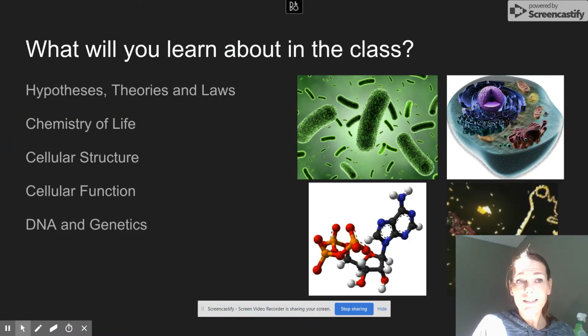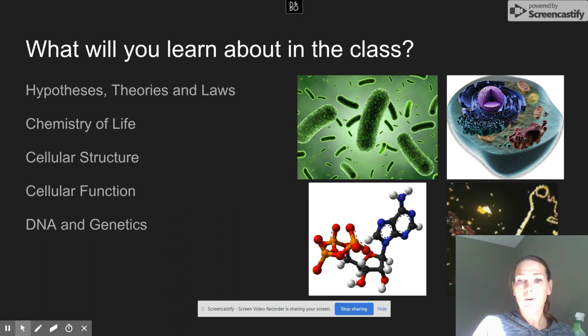In this class, you're going to be learning about some biology basics so that you have enough knowledge to continue. You're going to start off with some hypotheses, theories, and laws. From there, you're going to move on to the chemistry of life. So we need to understand that all living things are made up of atoms and molecules. So you need to have a little bit of chemistry knowledge to really fully understand biology.